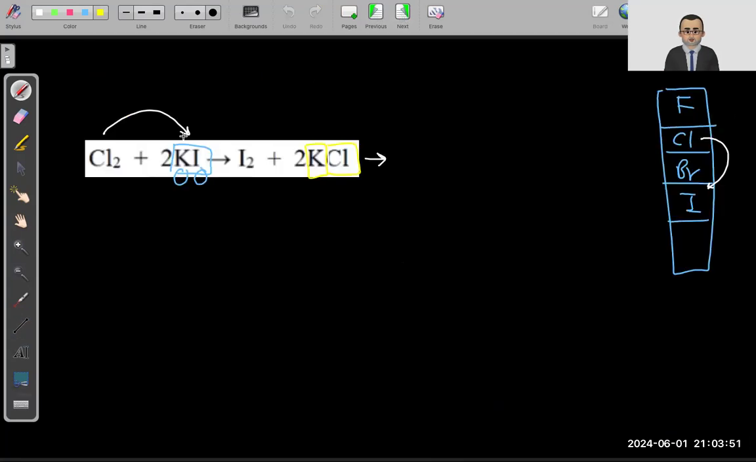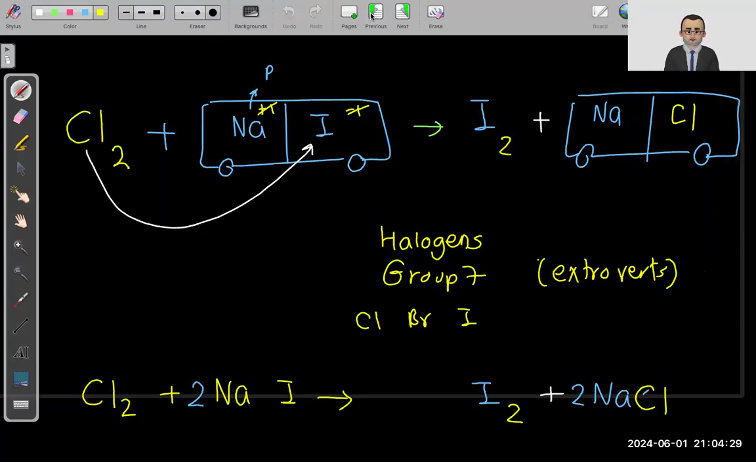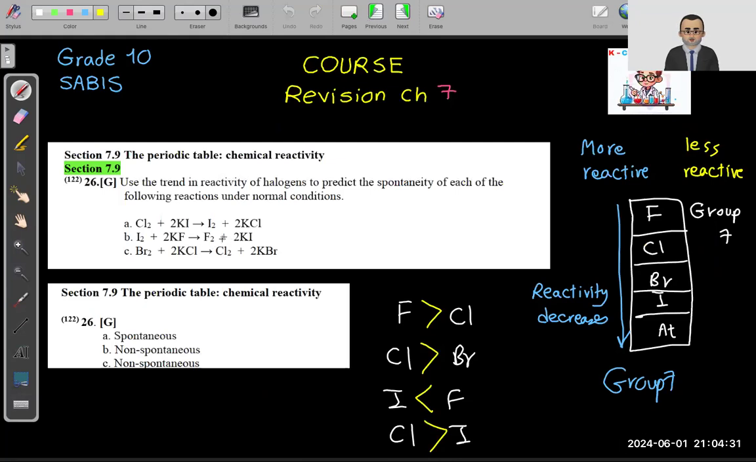So it becomes I2. Let's try to do the next one. That's I2 plus KF, but we'll do it ourselves. So I2 plus KF. So this one was spontaneous, by the way. It happened. Spontaneous means it happened. So I2 plus KF. What happens here? The I2 tries to kick the F outside. Is it going to be able to do it? Will the I2 be able to kick the F? No, because I is less reactive than fluorine, so it cannot do it. So we are going to say that this is non-spontaneous. If he asked us if it's spontaneous or non-spontaneous, we'll say it is non-spontaneous, so the reaction does not happen.